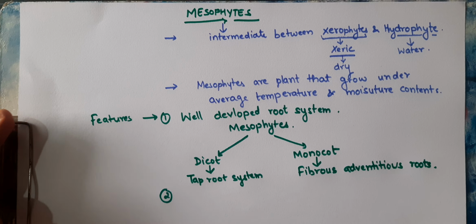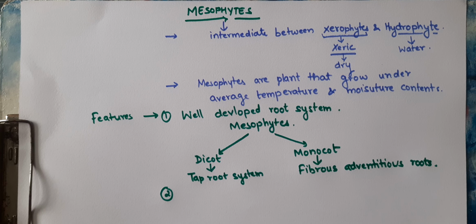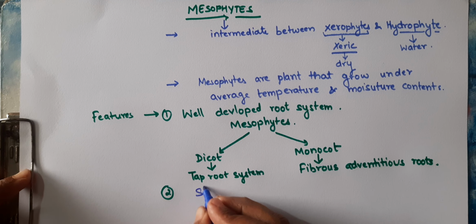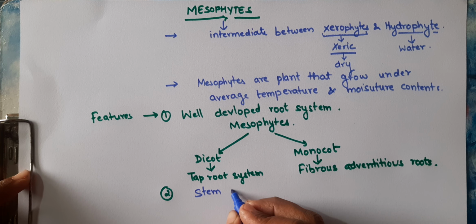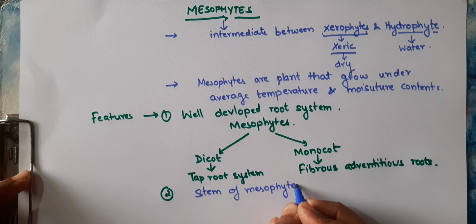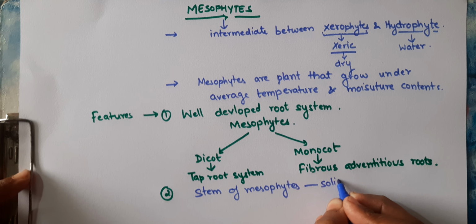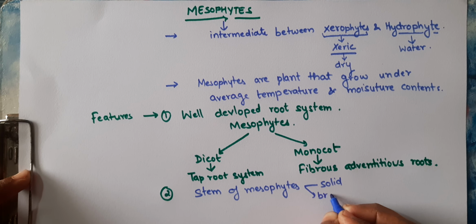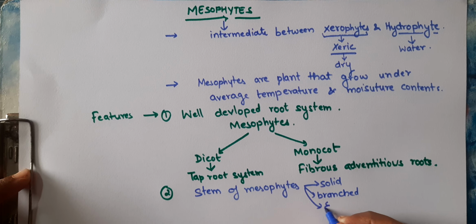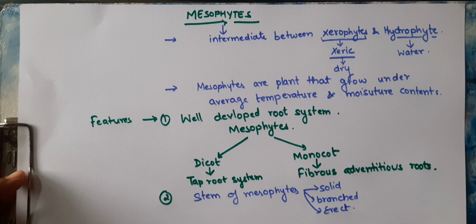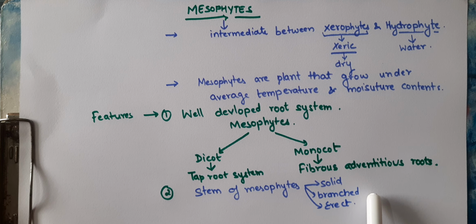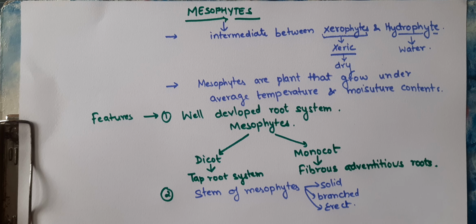The second adaptive feature of the mesophyte is that the stem of mesophytes is solid, branched and erect. Okay, so the feature of the stem of a mesophytic plant is that it is solid, it is branched and it is erect.